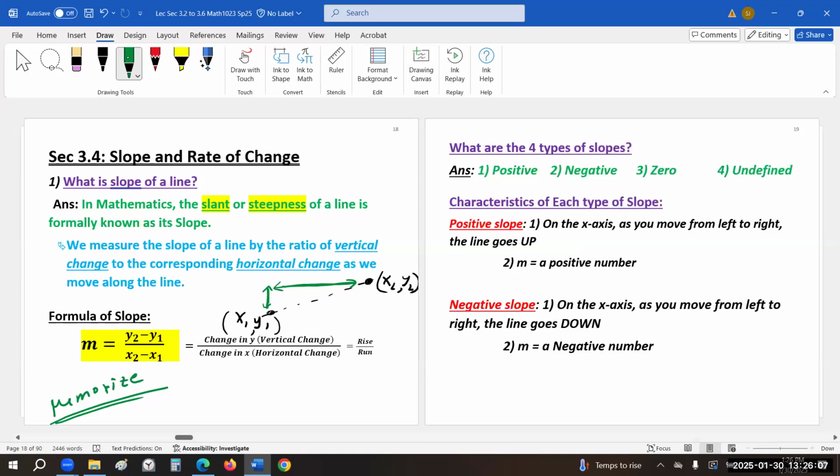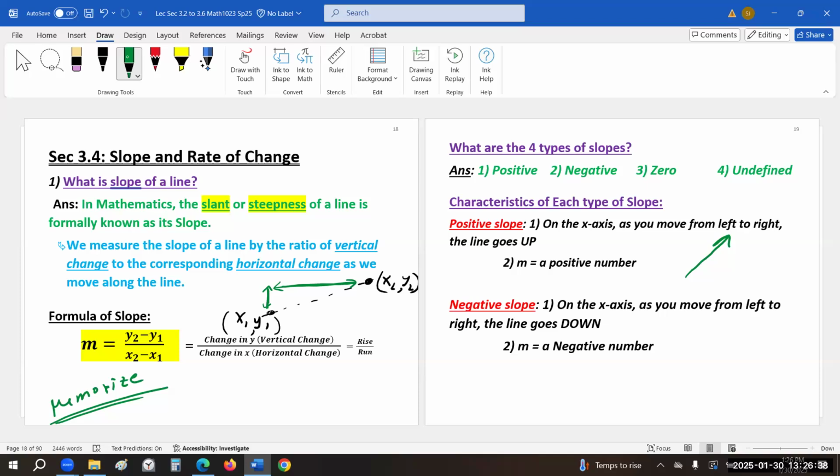Now we have 4 types of slope in our life: positive, negative, 0, or undefined. Positive slope means when you walk from your left side to the right side, you're going up, like when you climb up the stairs. When you climb up the stairs, we are moving upward. So we have a positive slope.